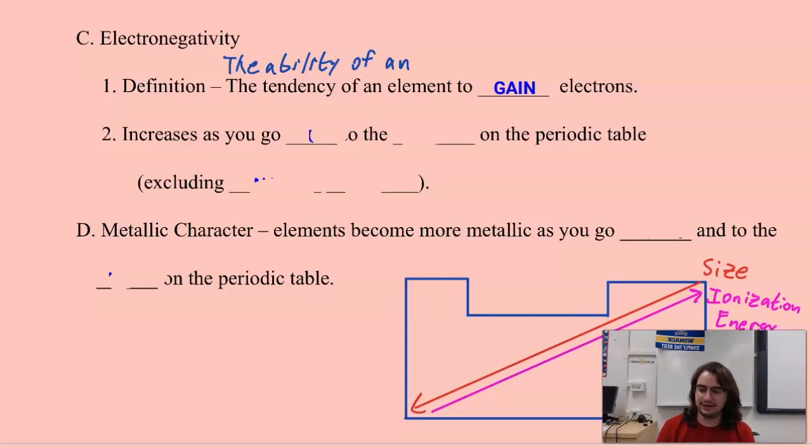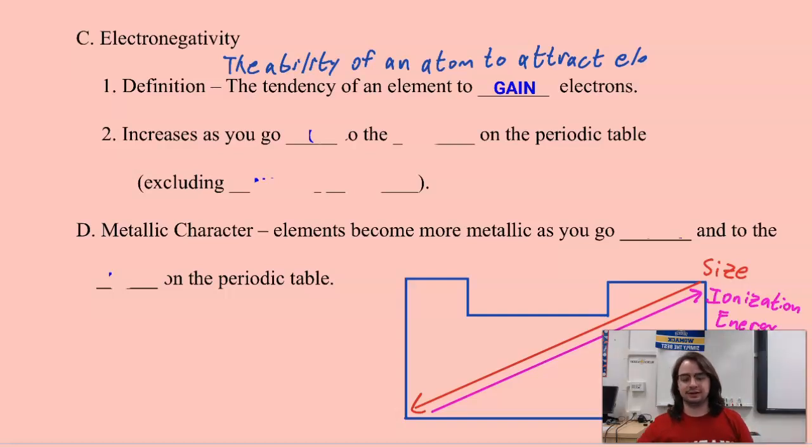So it's an atom's ability to bring electrons towards it. It's kind of like how hungry an atom is for electrons. Like, man, I just really got to get those electrons. I'm going crazy for them. I'm going to take them. That's what electronegativity is. So electronegativity increases also as you go up and to the right. But in this case, we exclude the noble gases. We do not acknowledge the noble gases.